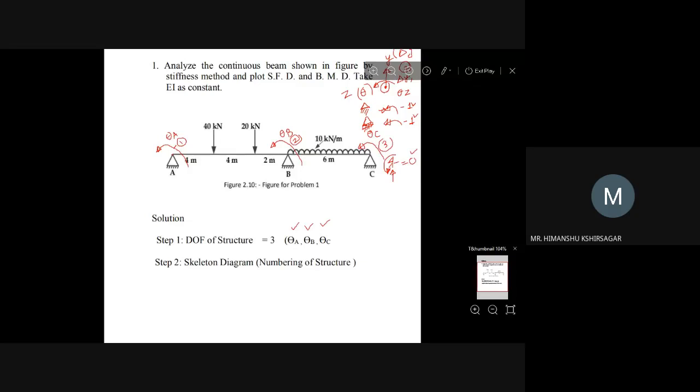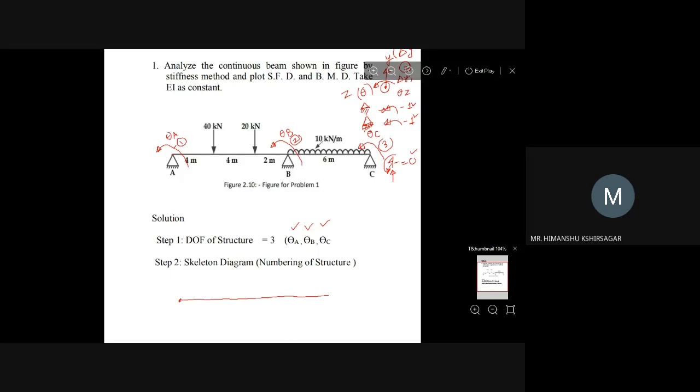So second step, after step 1, after finding out the degree of freedom of your structure, you have to plot a skeleton diagram. That comes in step number 2. Because with reference to this skeleton diagram, we have to assemble all the stiffness matrix and accordingly give the coding, which will contain the freedom code as well as the restraint code.